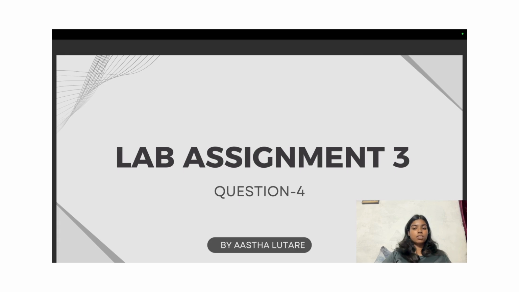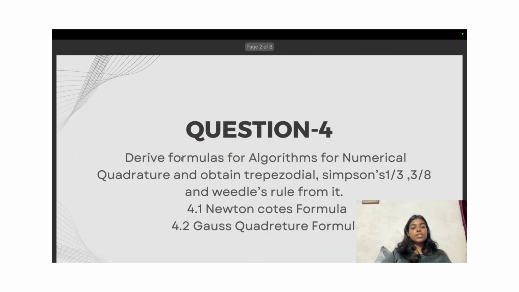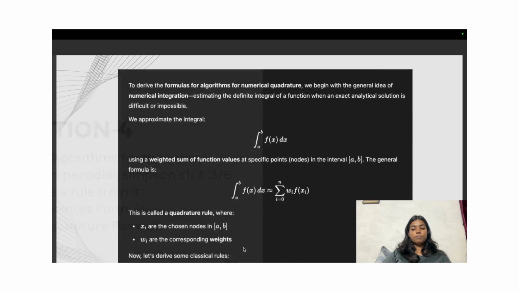Of lab assignment 3. So, our question is: derive formulas for algorithms for numerical quadrature and obtain the trapezoidal, Simpson's 1/3, Simpson's 3/8 rule and Weddle's rule from it. The first part is the Newton-Cotes formula and the second is the Gauss quadrature formula.